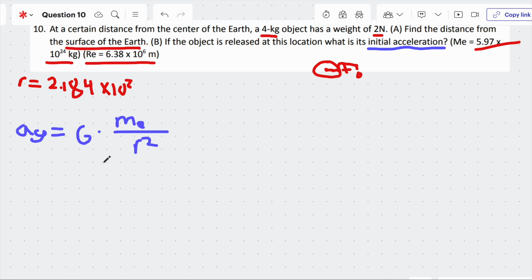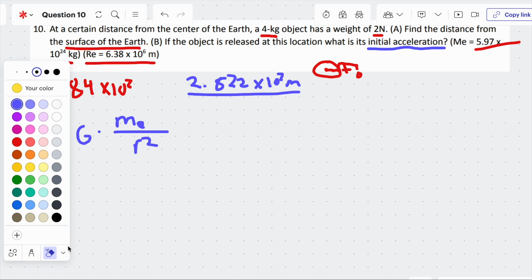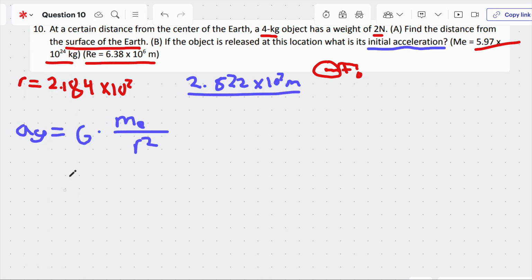Okay, so I have in my calculator, I kept our total radius, which is what we need for this. That is 2.822 times 10 to the 7th meters. That's going to be our radius. We know the mass of the Earth, we know G. So let's plug those all in. G times, oh wow, okay. We do not plug it in by just writing the variable.